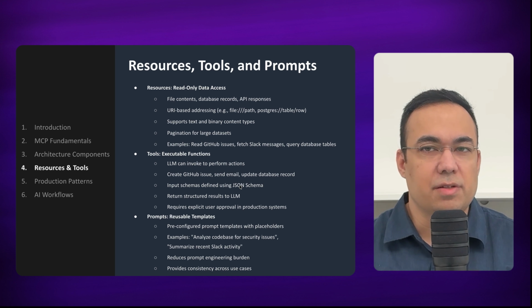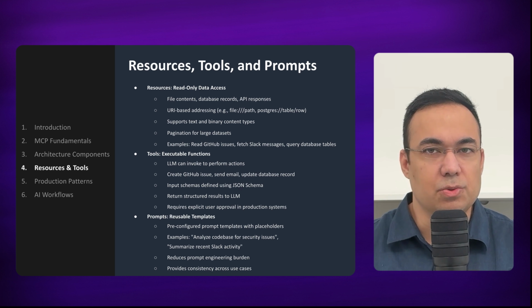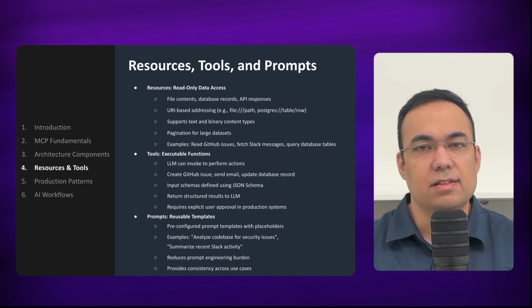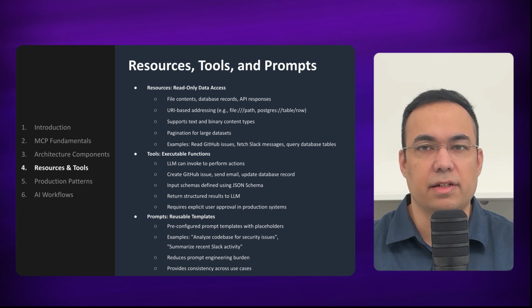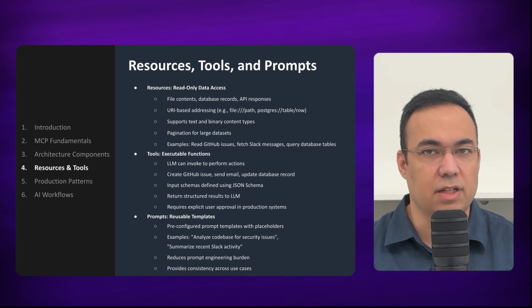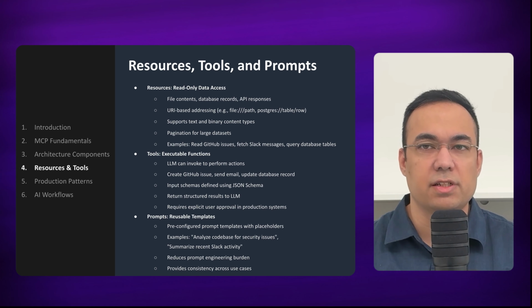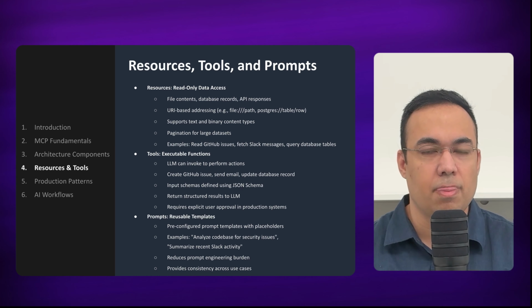Now the 3 main concepts in MCP: resources, tools, and prompts. First, resources provide read-only data access. This includes file contents, database records, or API responses. Resources use URI-based addressing, for example, file:/// for file paths, or postgres:/// for database tables. Resources support text and binary content types and handle pagination for large datasets.